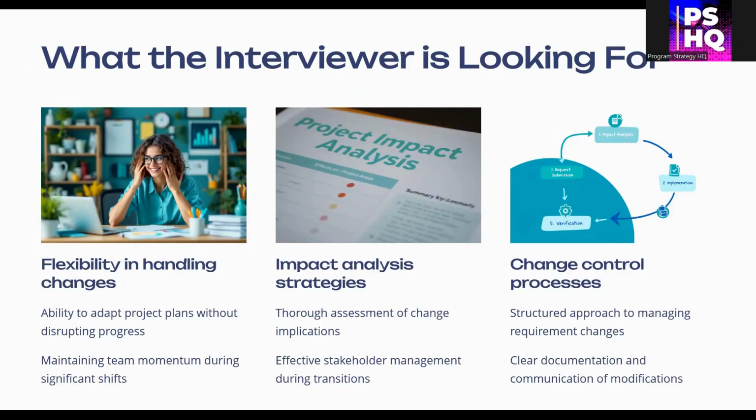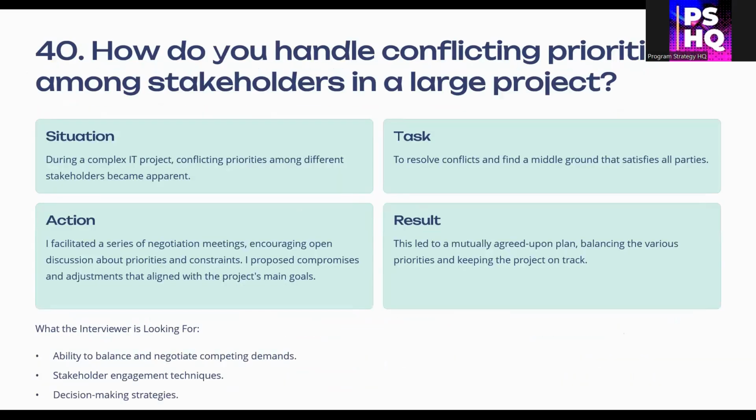Moving on to the last question. How do you handle conflicting priorities among stakeholders in a large project? Here's the STAR-based response. During a complex IT project, conflicting priorities among different stakeholders became apparent. My objective was to resolve conflicts and find a middle ground that satisfies all parties.